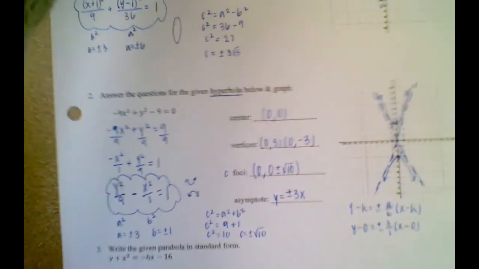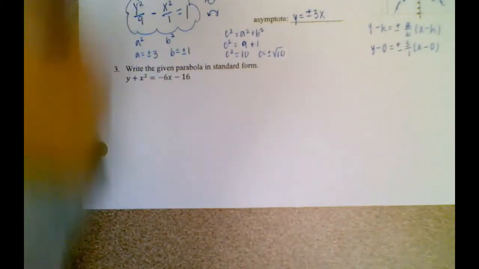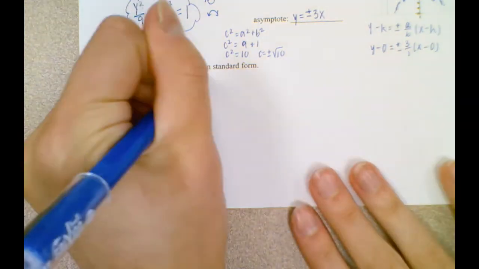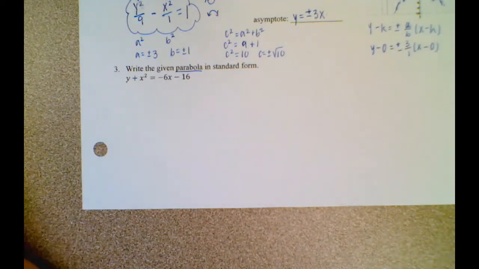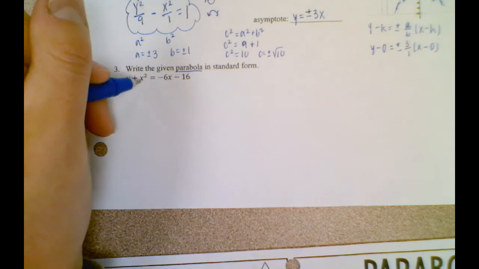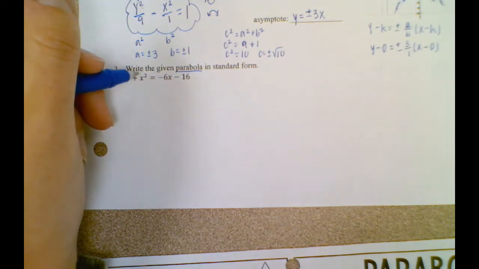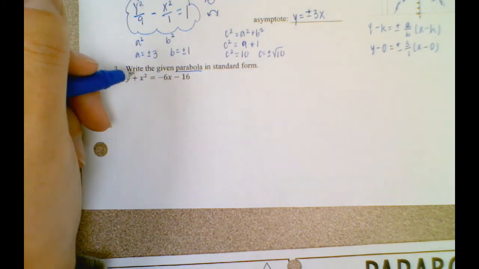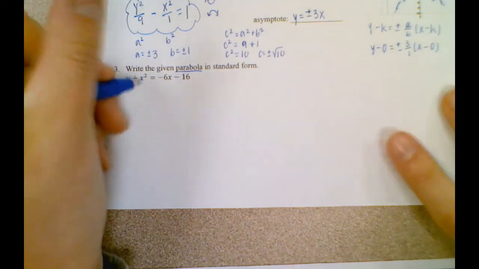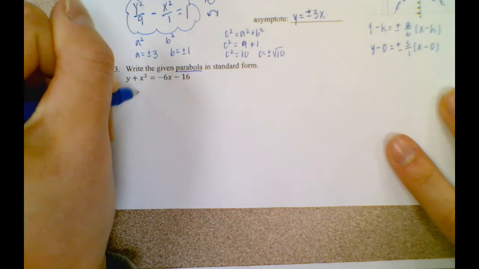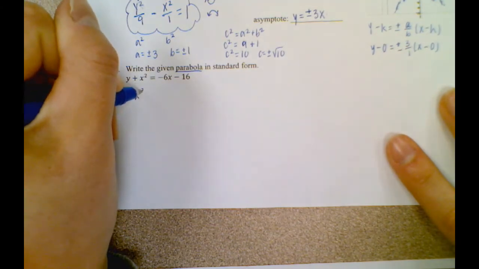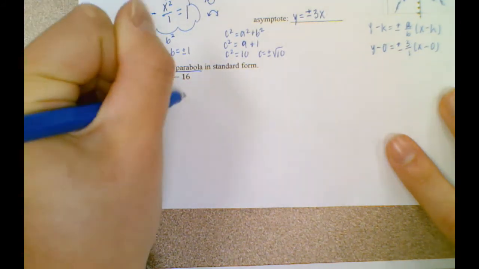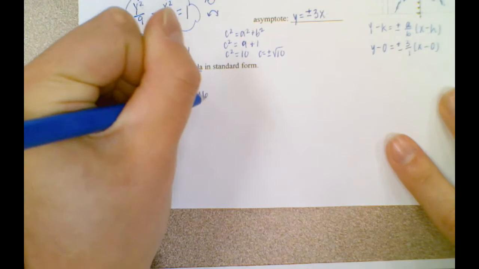Alrighty. Number 3. Write the given parabola in standard form. So again, I'm telling you what this is. Alright, so the parabola looks like our x squared, or we have an x squared term, so this parabola will either open up or down based off the formula sheet, right? So we've got, I want to put all my x terms on one side and all my y terms on the other. So I've got x squared plus 6x equals negative y minus 16.